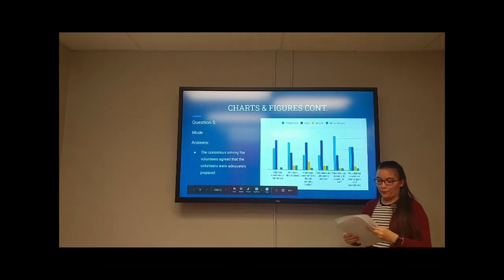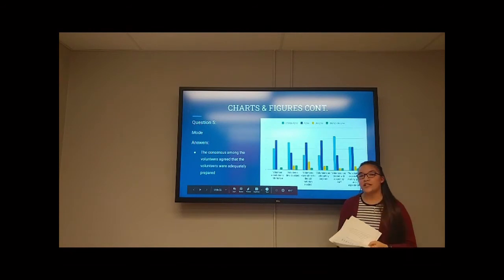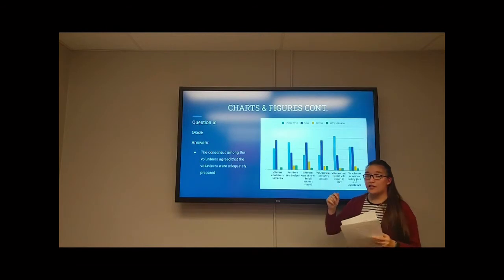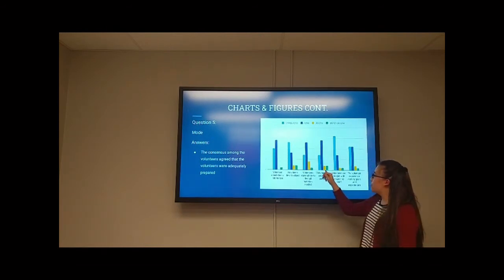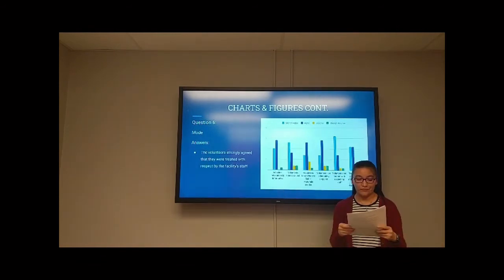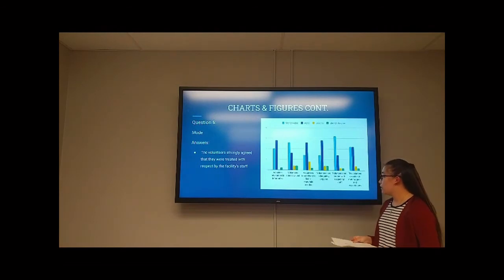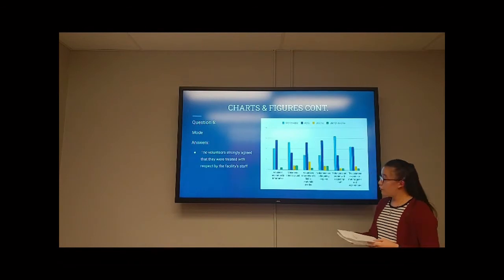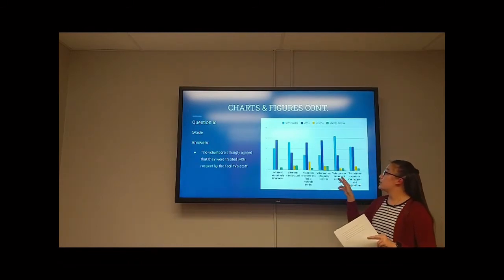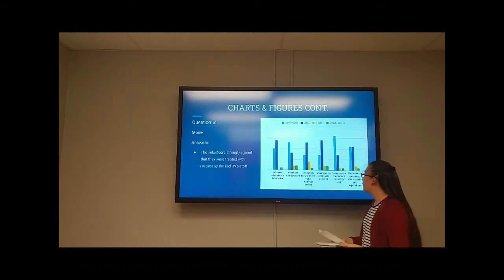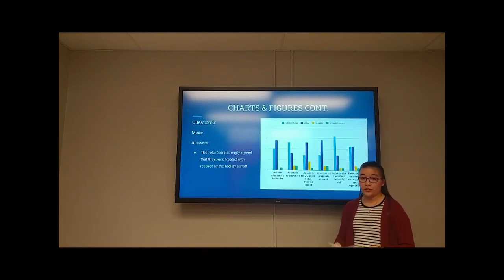For question five, we asked, were the volunteers adequately prepared for their sessions? And 14 individuals here agreed that they were, while two individuals disagreed or strongly disagreed. All right, for question six, we asked the volunteers whether or not they felt that they were treated with respect by the staff. For this question, a majority of the volunteers agreed very strongly that they were definitely respected by the staff. Only one of the individuals disagreed, and only one strongly disagreed.